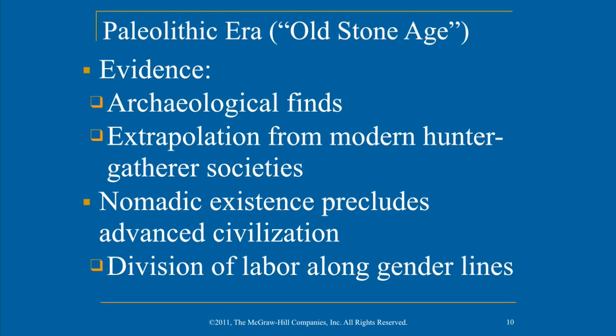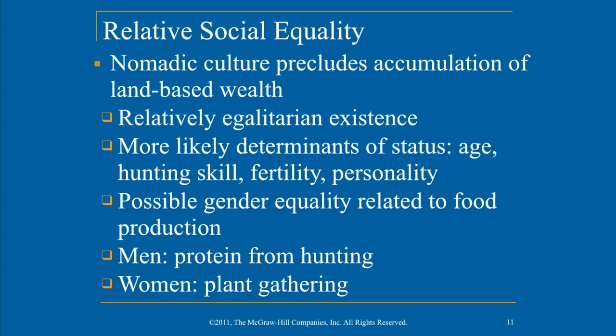This division among gender lines for labor, I already discussed, is kind of just a natural predisposition for the Paleolithic era. During this time, however, there was relative social equality. The nomadic culture precludes the accumulation of land-based wealth. You can't have any sense of wealth or social status based on land, which is the earliest form of money and wealth, without having a set place where you exist. How do you know which land is your land and which land is another person's land if you're always traveling looking for herds of animals?